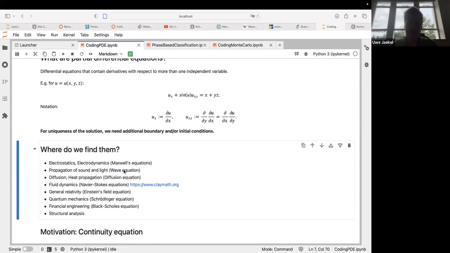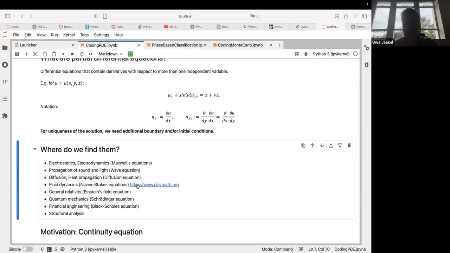wave equation. The propagation of matter or heat in diffusive processes is governed by the so-called diffusion equation. I will show you how to derive it or make it plausible. Questions of fluid dynamics are governed by partial differential equations. Again, a system of partial differential equations called the Navier-Stokes equations.